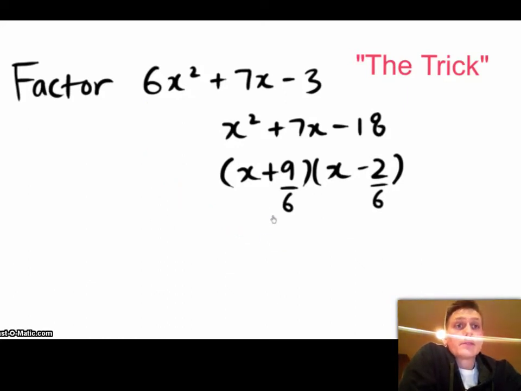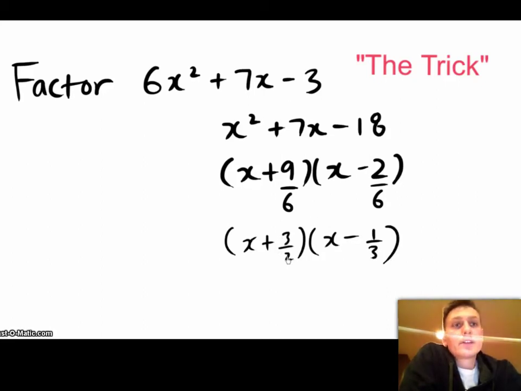The next step is to reduce these fractions. So the x plus 9 over 6 becomes x plus 3 over 2, and x minus 2 over 6 becomes x minus 1 over 3. The very last step in this process is whatever's in the denominator of our fractions, which is 2 and 3: those numbers go in front of the x as our coefficients.